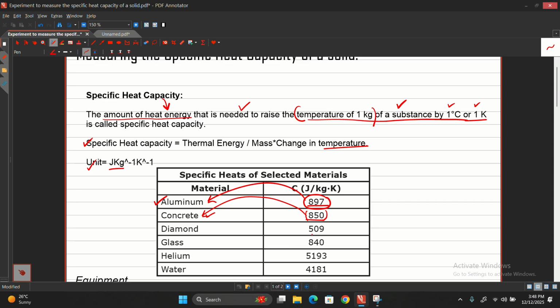The specific heat capacity of diamond is 509. Now, 509 represents the amount of thermal energy needed to raise the temperature of 1 kilogram of diamond by 1 degree Celsius, and so on. The rest of the examples also represent the same. So as you can see, the specific heat capacity values are different for different types of materials. And so, specific heat capacity is a property of materials.